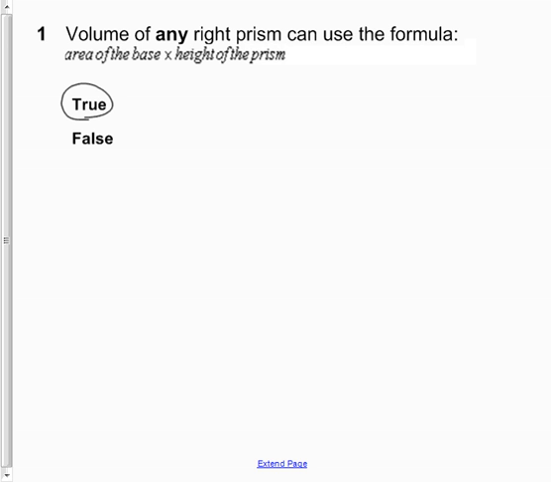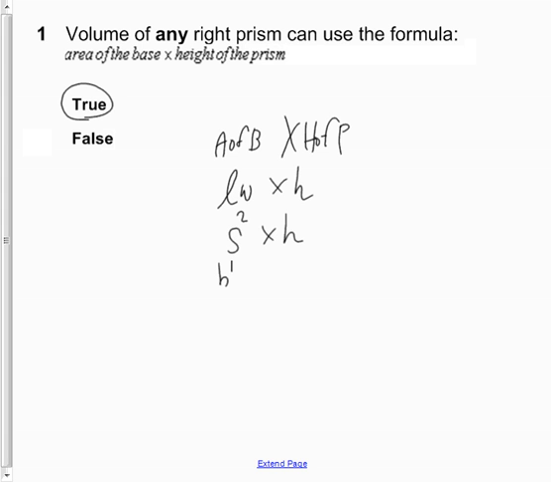They will always work. So if it's area of the base times the height of the prism, if it's a rectangular prism, it will be length times width, which is the area of the base, times the height. If it's a cube, it'll be side squared, which is the area of the base, times height. If it's a triangular prism, it's base times height divided by 2, which is the area of the base, times a capital H. And the reason why we use a capital H is to differentiate between the two, because in a triangular prism, this is the capital H, and this is the small h.